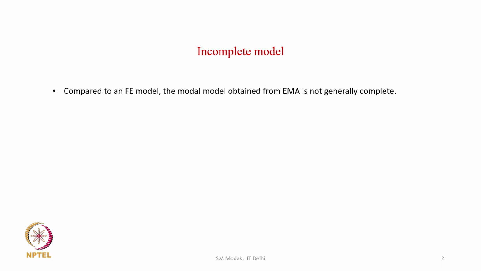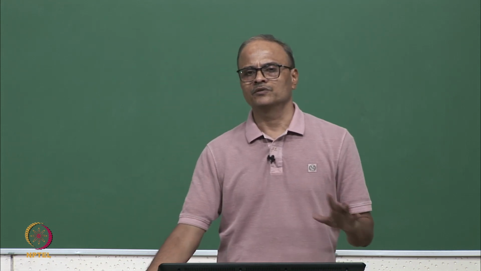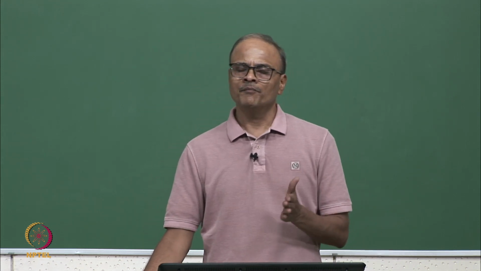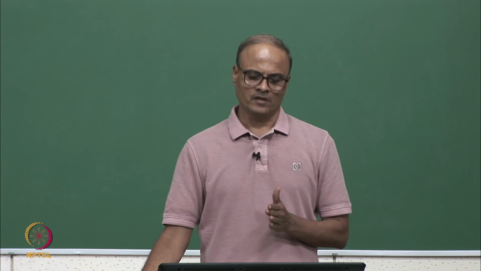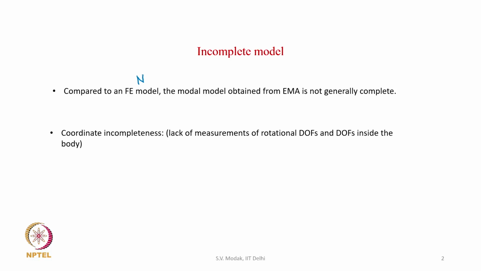If you look at the FE model, the degrees of freedom of the FE model could be capital N, and the model obtained from EMA when compared to this degree of freedom is generally incomplete, and it is incomplete because of two reasons. One is referred to as coordinate incompleteness and the other is referred to as model incompleteness. So, what is coordinate incompleteness? Coordinate incompleteness refers to lack of measurements of many degrees of freedom which are there in the FE model, but which are unmeasured in the experimental model.